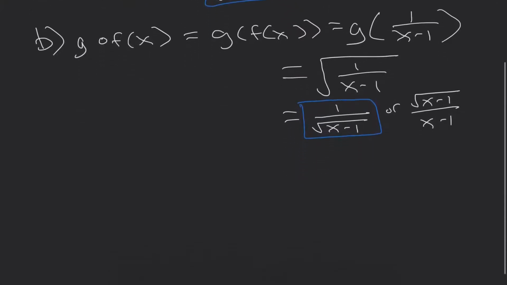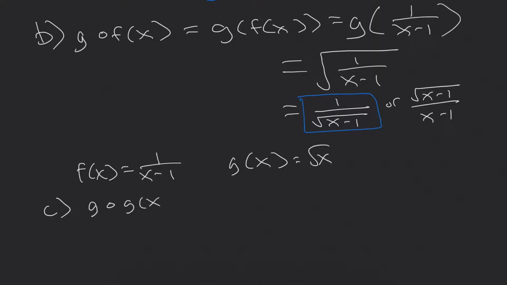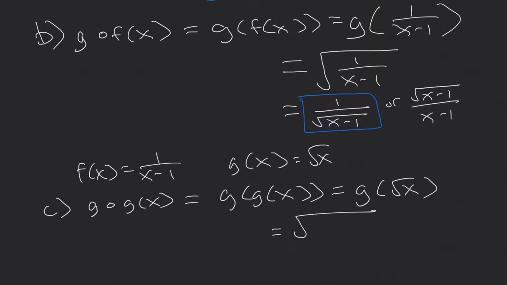I will do a few more. I'll rewrite my functions. So I had f of x was 1 over x minus 1. G of x was the square root of x. Let's say part C, let's find g composed with g of x. So that's going to be g of g of x, which is g of the square root of x. Now if I plug in the square root of x into g of x, well, g of x is the square root of whatever. In this case, the whatever is the square root of x. And I don't think MyMathLab will be happy with this answer. It might be okay with it, but it might want you to simplify this.